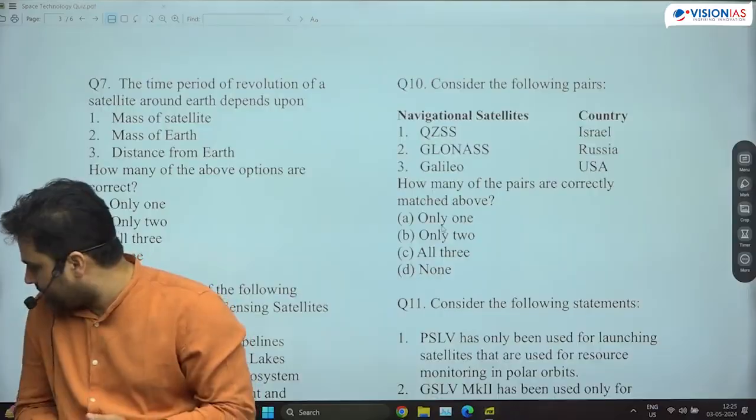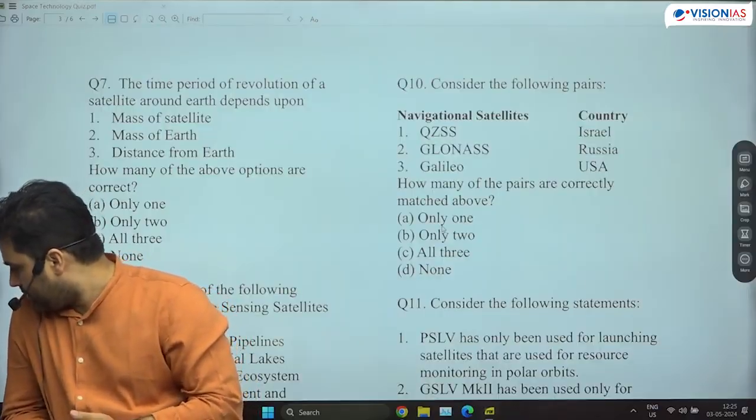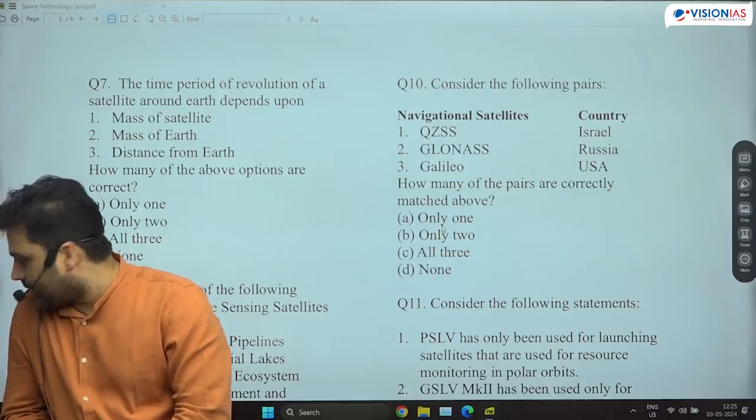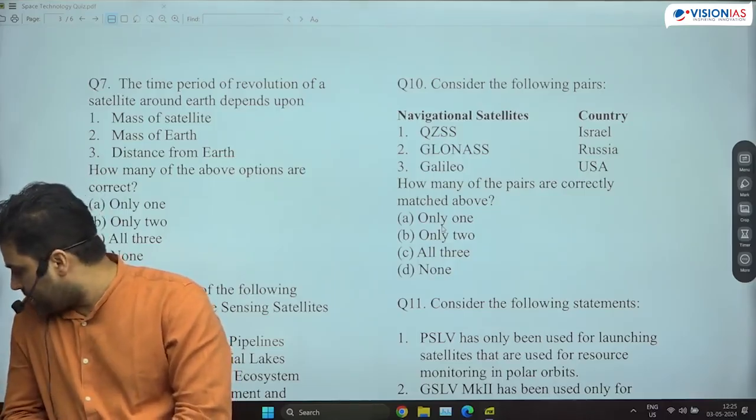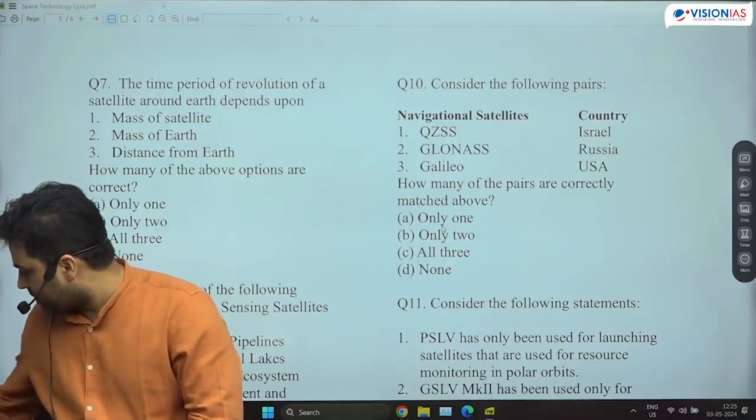10 is easy, I guess. Only one, GLONASS, that is of Russia. QZSS is of Japan, Galileo is of Europe.